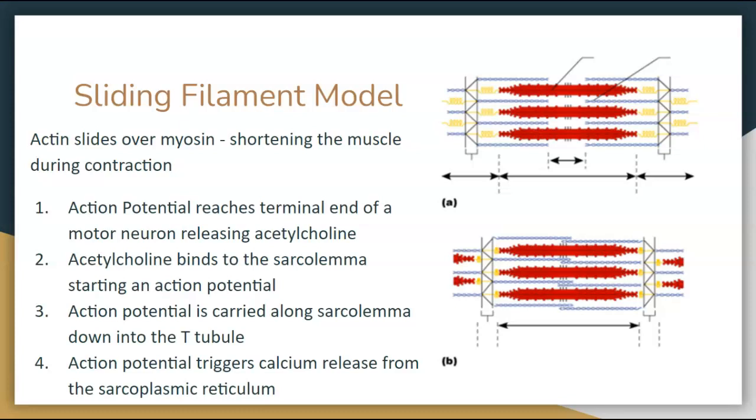Acetylcholine binds to the sarcolemma, right, the outside of the fiber, and it starts an action potential. An action potential is, again, that impulse traveling. That same impulse that was originally being sent is still being moved, okay? It's traveling through the muscle cell. It's carried to the sarcolemma, down into the T-tubule, and it triggers calcium. Ding, ding, ding, key point, highlight, underline. Triggers calcium from the sarcoplasmic reticulum.